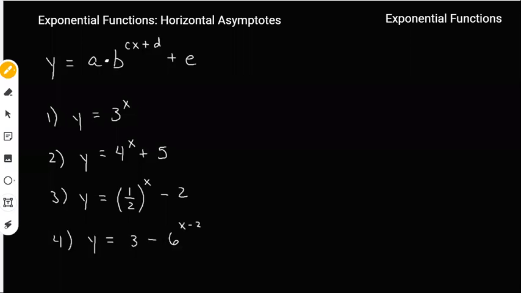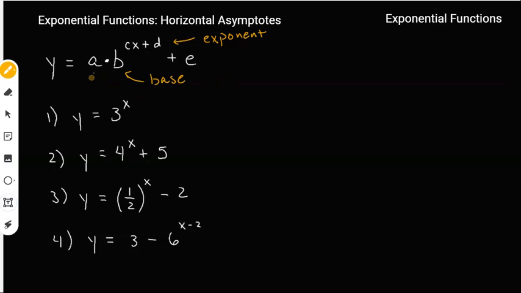All right, hello everybody. Today we're going to be doing horizontal asymptotes, and we're going to be looking specifically at exponential functions. Whenever you have an exponential function, you're going to have what's called a base. Here it's b, but it's really just any number, and the number is going to be raised to an exponent. And the exponent up here is usually just x, but I have cx plus d.